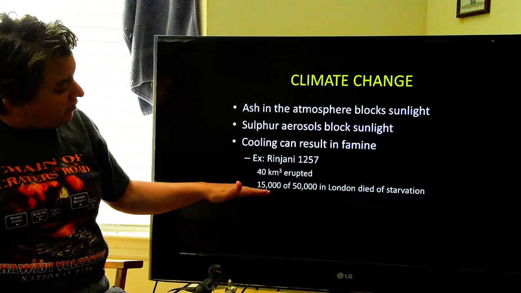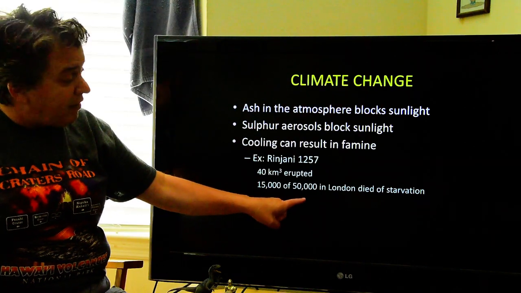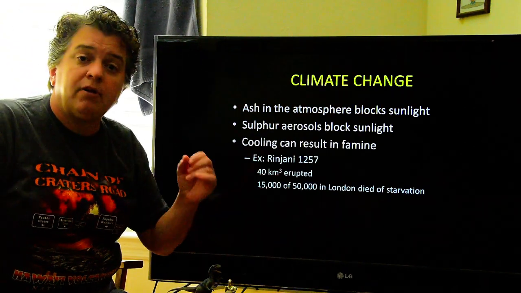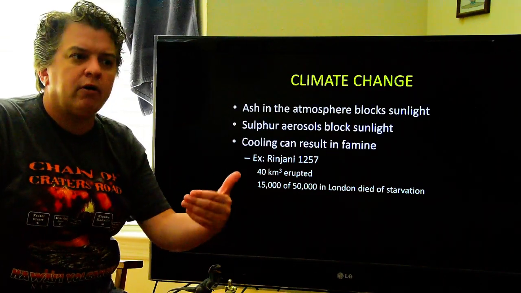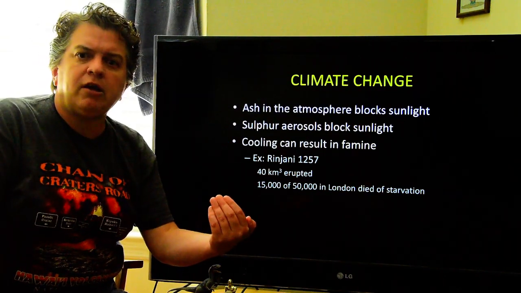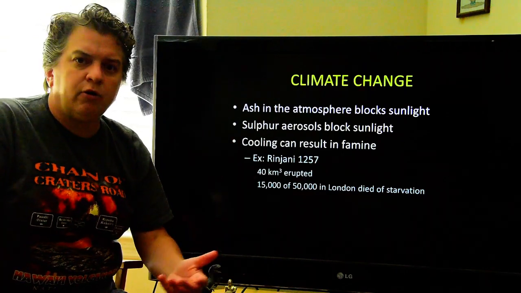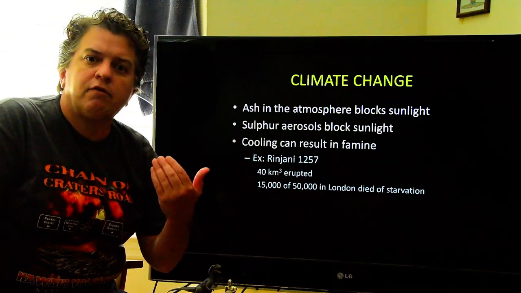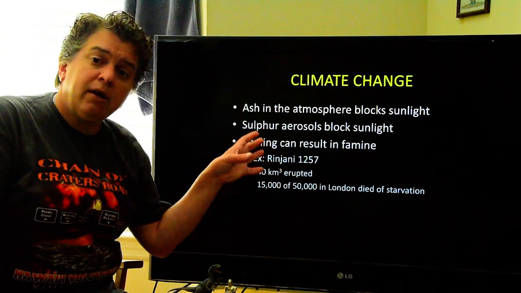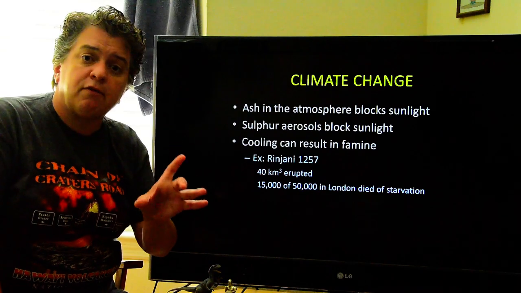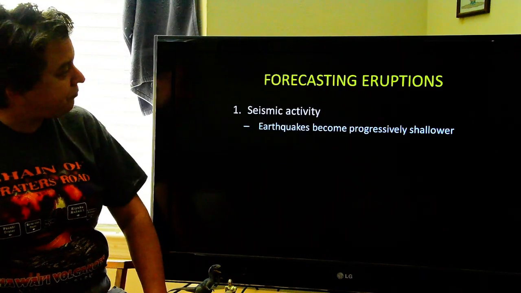You can see 15,000 of the 50,000 people that lived in London at that time died from starvation simply because the climate was so much cooler. It snowed every month of the year in England. Crops wouldn't grow and the population starved. And that was a serious thing when you have big enough eruptions like that that can disrupt the climate system.